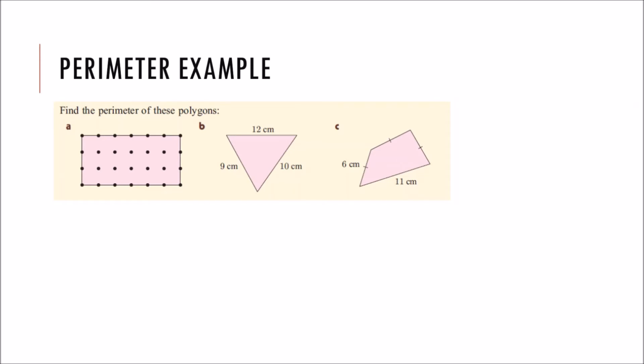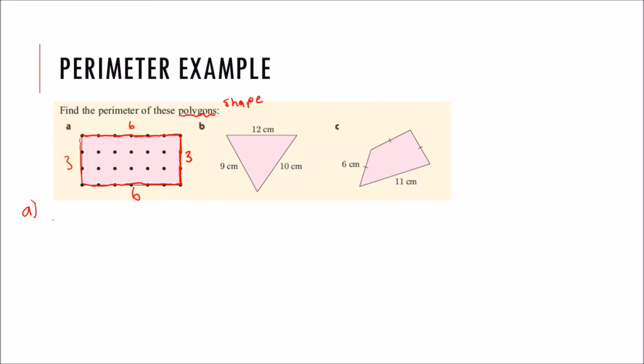So in our part A, we're asked to find the perimeter of these polygons, and polygons is just a fancy word for shape. For our first one, we need to find the length of each of our sides individually. So in our first bit, we have 1, 2, 3, so the side length here is 3. If I go across 1, 2, 3, 4, 5, 6, so 6 across, another 3 down, and 6 across again.